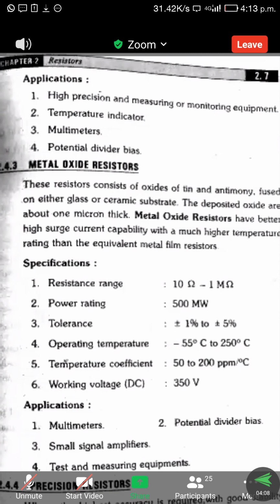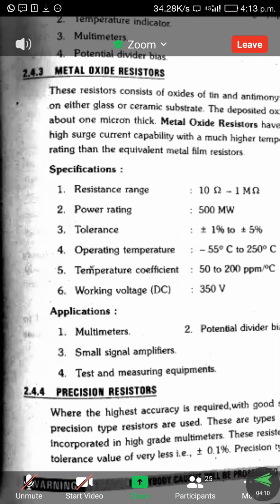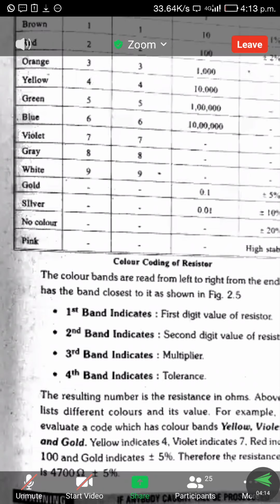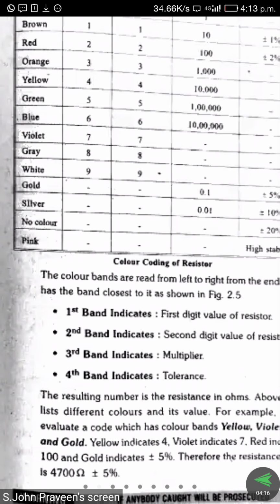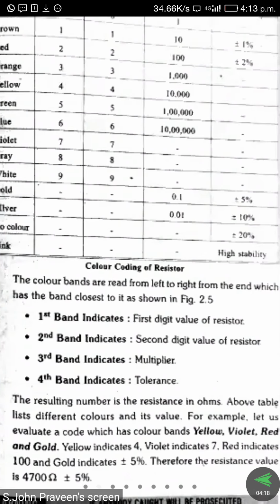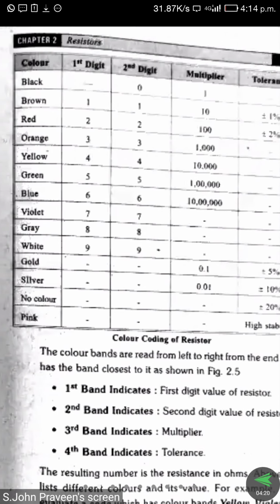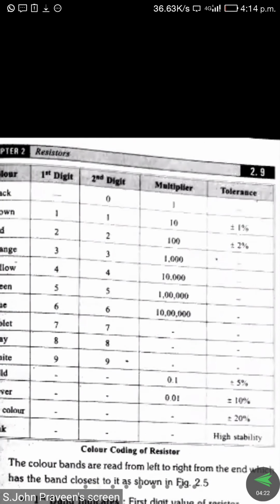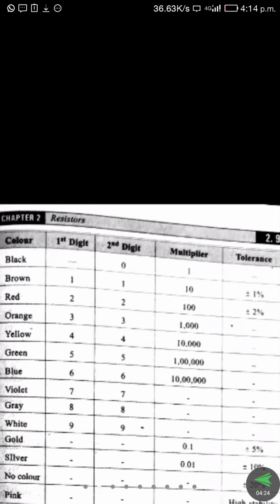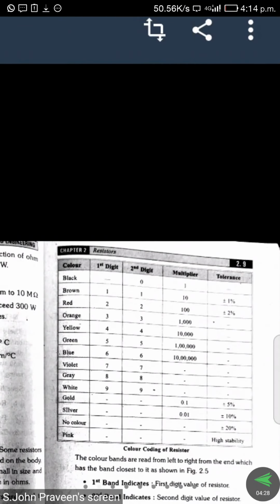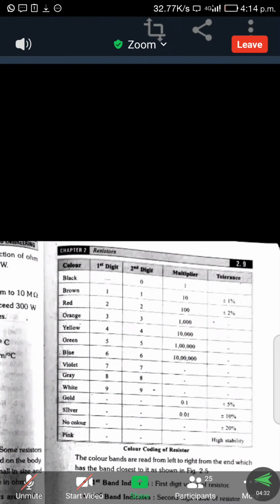Next we think about the color coding. Problems we have already discussed. Color coding formula, BB ROYGB, is written with very good points. So these are the numbering order from 0 to 9. Next, there are several types of resistors: 4-band resistor, 5-band resistor, 6-band resistor. First we think about the 4-band resistor.